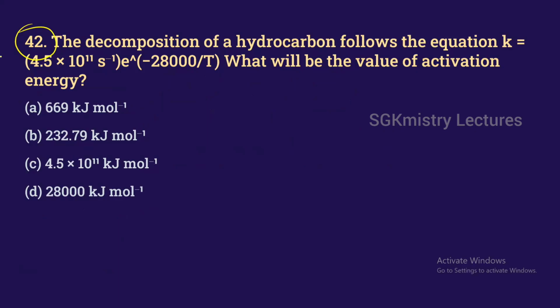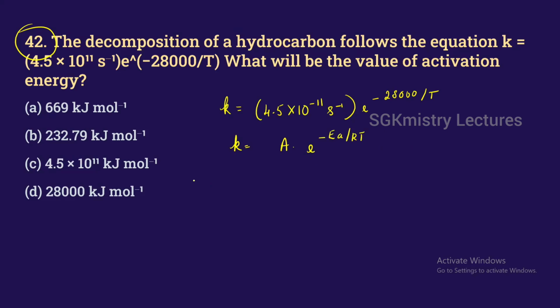Next, question number 42. The decomposition of a hydrocarbon follows the equation K is equal to 4.5 into 10 to the power of 11 second inverse e to the power of minus 28,000 by T. What will be the value of activation energy? So let us write the equation: K is equal to 4.5 into 10 to the power of minus 11 second inverse e to the power of minus 28,000 by T. So let us compare with the equation K is equal to A into e to the power of minus EA by RT, right?